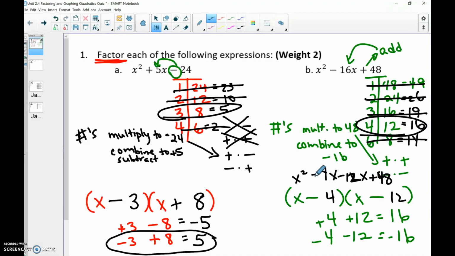When you put these together, you get your negative 16. So it still comes out to the original. Okay, but this is your answer. That is what you're trying to get.